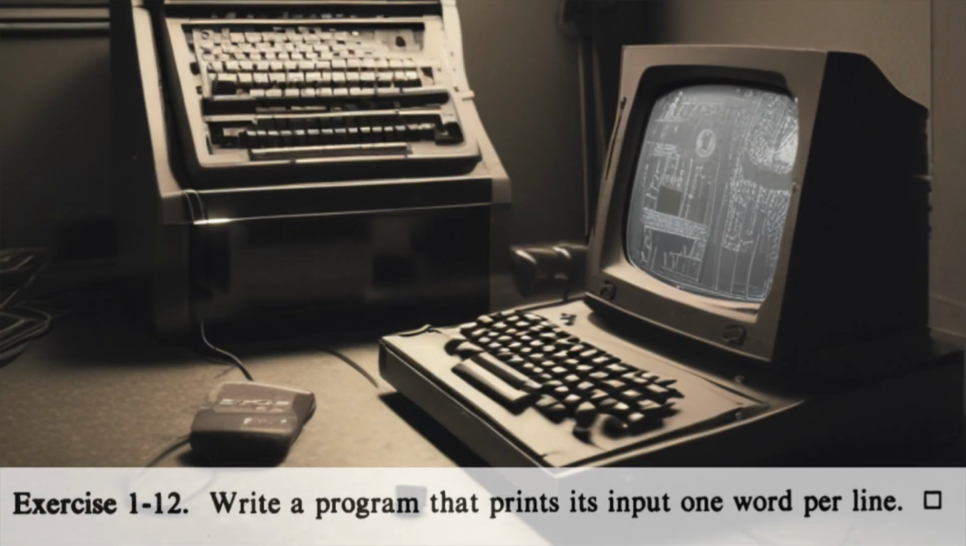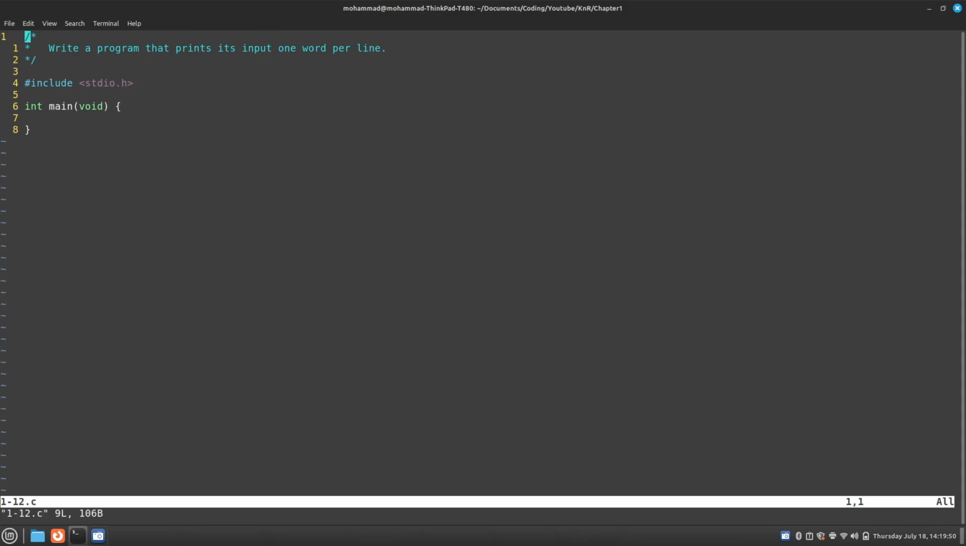In this video, I'll be going through the solution to exercise 1.12 from the C programming language textbook by Kernighan and Ritchie. Now, exercise 1.12 says to write a program that prints its input one word per line. So the first thing we need to do is actually get in the user input. Now, I'm going to do this with an integer c, and I'm going to use getchar, and I'm going to keep on reading from the user until we hit the end of file.